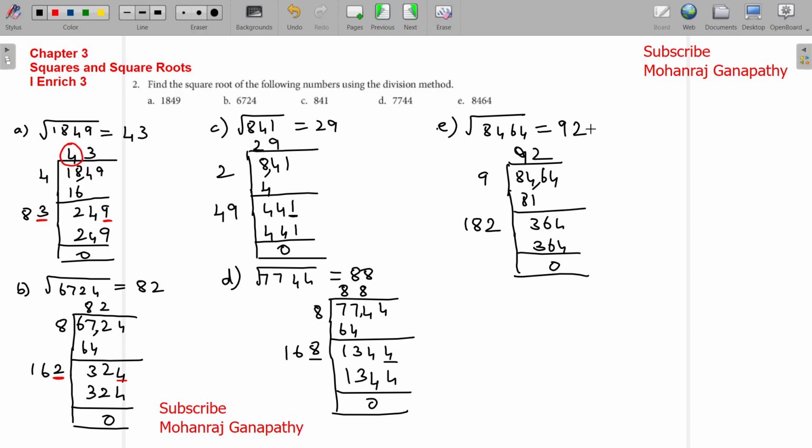Is it clear? This is very important. Make sure you are thorough in this method. If there is any doubt, you can ask me to repeat in the comment section. Okay.